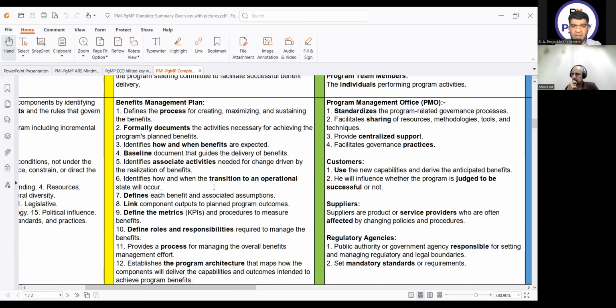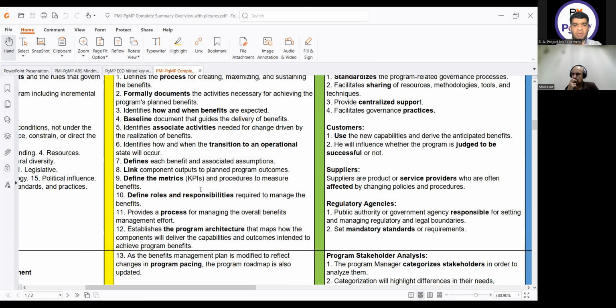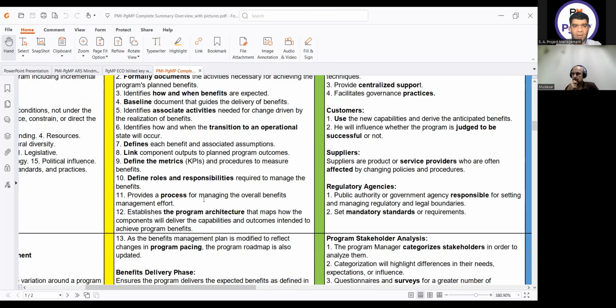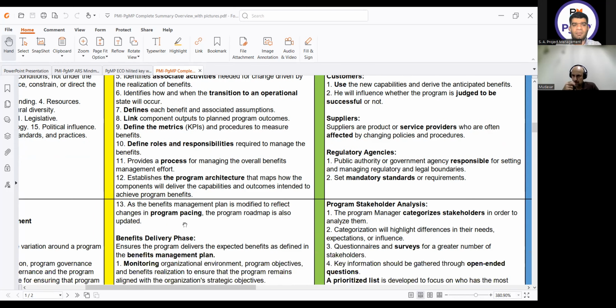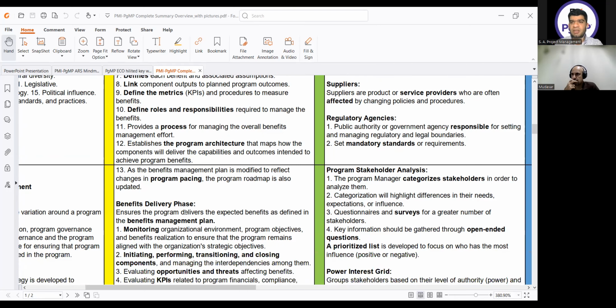It means when we will go to the benefit sustainment domain. It defines each benefit and associated assumptions, links component outputs to planned program outcomes, defines metrics, KPIs, and procedures to measure the benefits, defines roles and responsibilities required to manage the benefit, provides a process for managing the overall benefits, program architecture, and also it reflects the program pacing. So whenever the program pacing is changed, subsequently the program roadmap will be changed. Is it clear? Benefit analysis and planning. Yes. The purpose is to make the benefits management plan, which is a guiding principle of roles and responsibilities and how we are going to deliver the benefits.